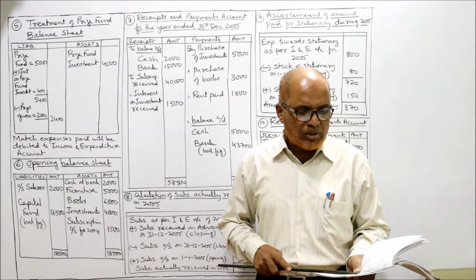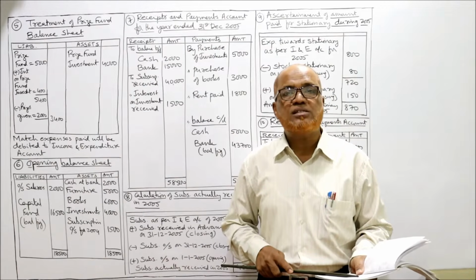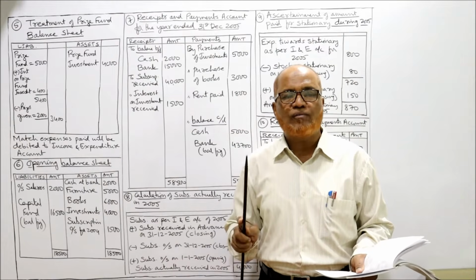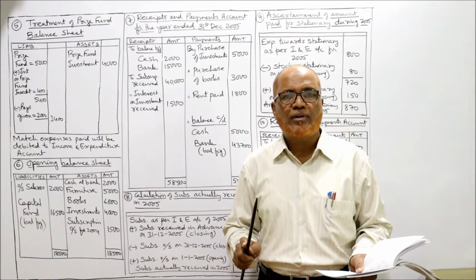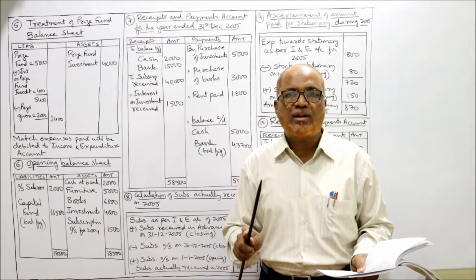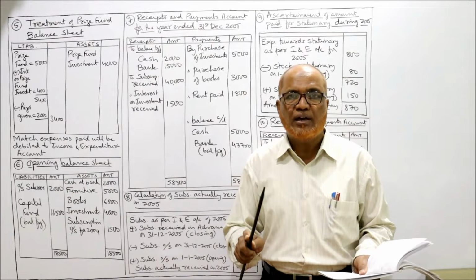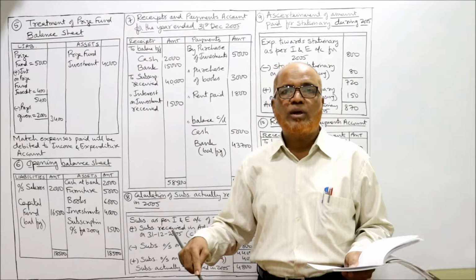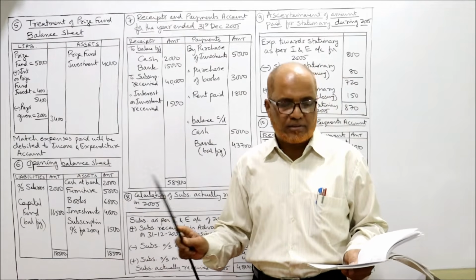Furniture on 1/1/2005, and furniture purchased in 2005. See here, we are making the balance sheet on 1st January 2005. तो only 1st January 2005 को जो furniture है वही लेंगे, 5,000, और furniture purchased during the year 2005 we are not going to take.